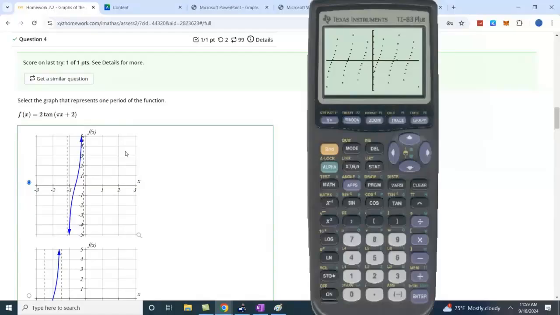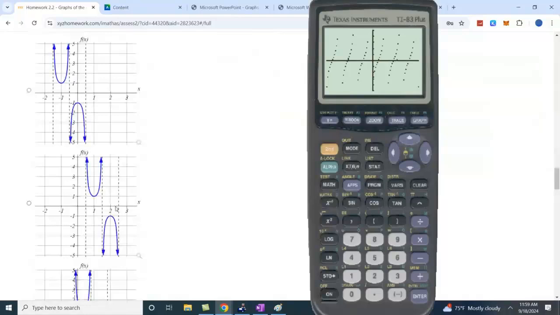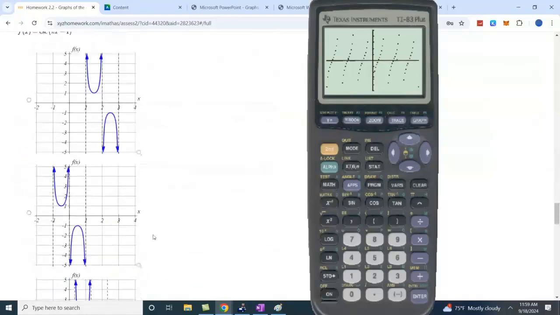The thing about these is you have to go into this window section and adjust your x and y minimum, x and y maximum, and possibly your scale. All right, so that was problem number 4, and we will take a look at another one.